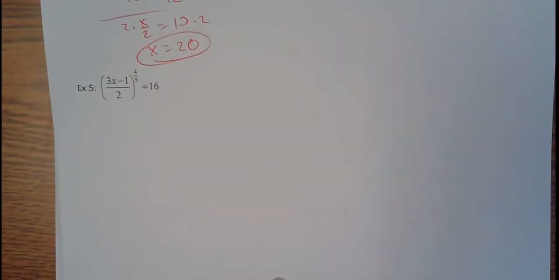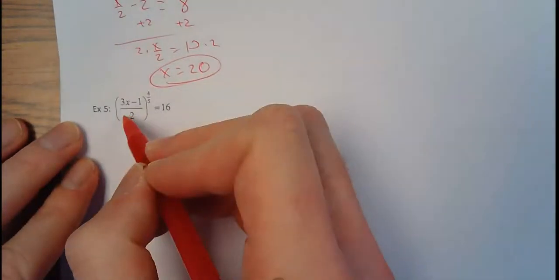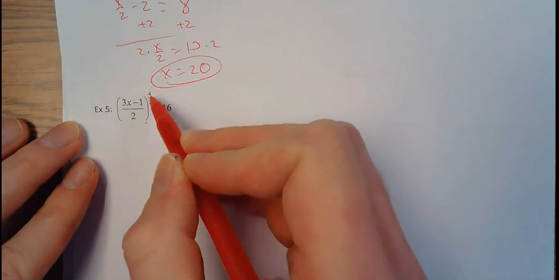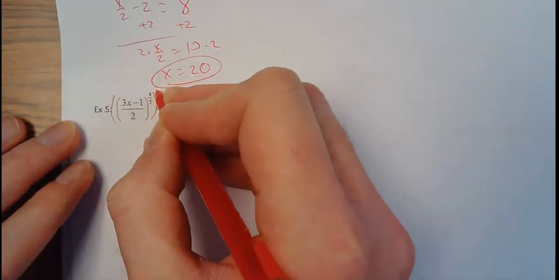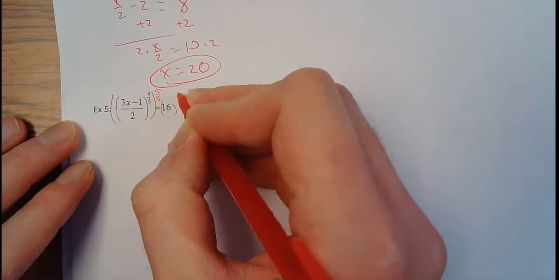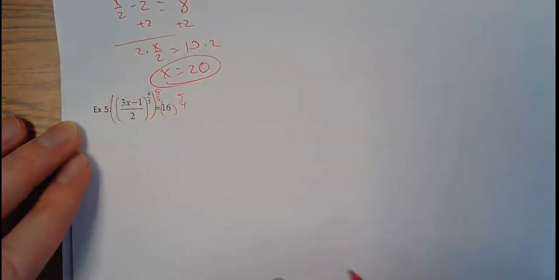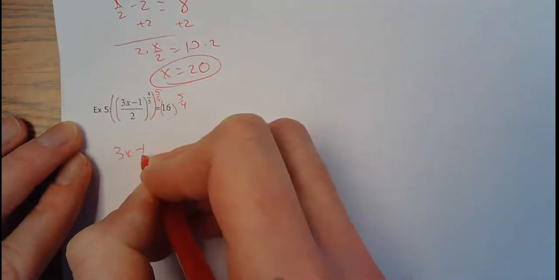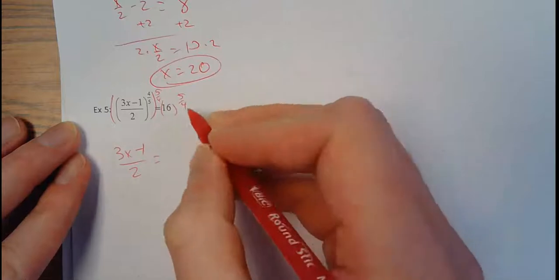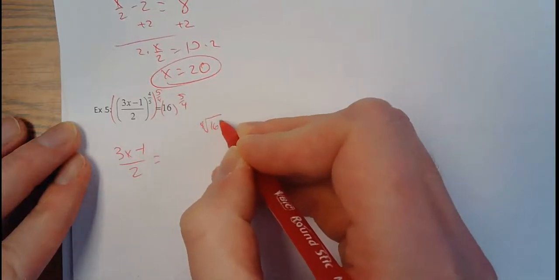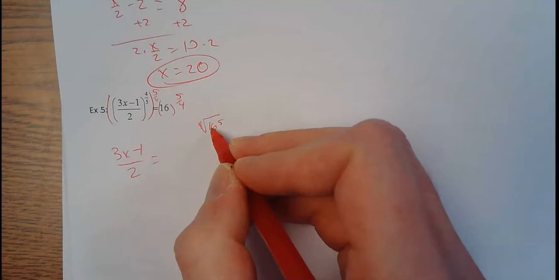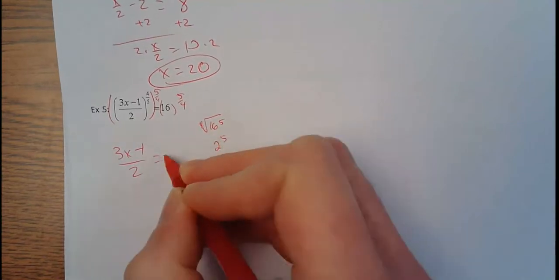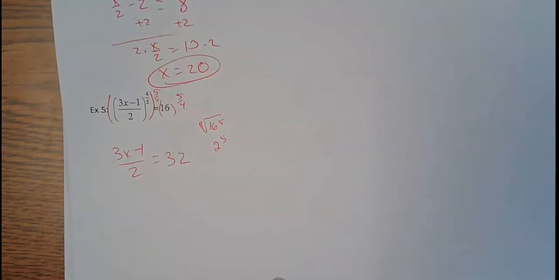So there you go. So this last one, all of this is the base being raised to the 4/5 power, so it's by itself. That means I can just take the reciprocal, which is 5/4, on both sides. So on this side, I have 3x minus 1 divided by 2. On the other side, that's the 4th root of 16 to the 5th power. The root is always easier, so do the root. The 4th root of 16 is 2. 2 to the 5th is 32. And from here, solve like normal.